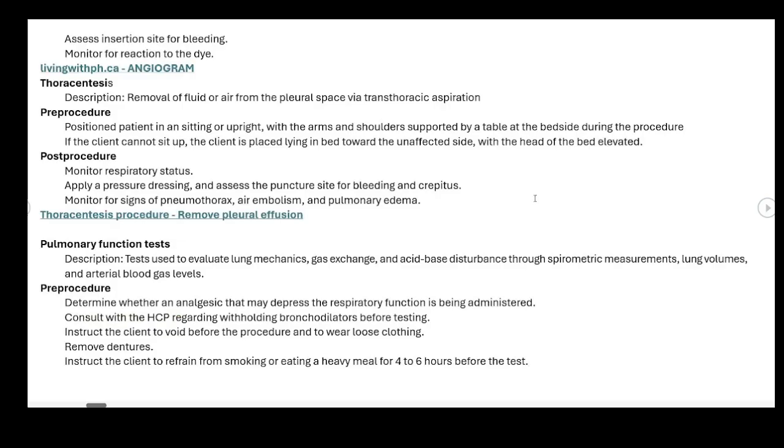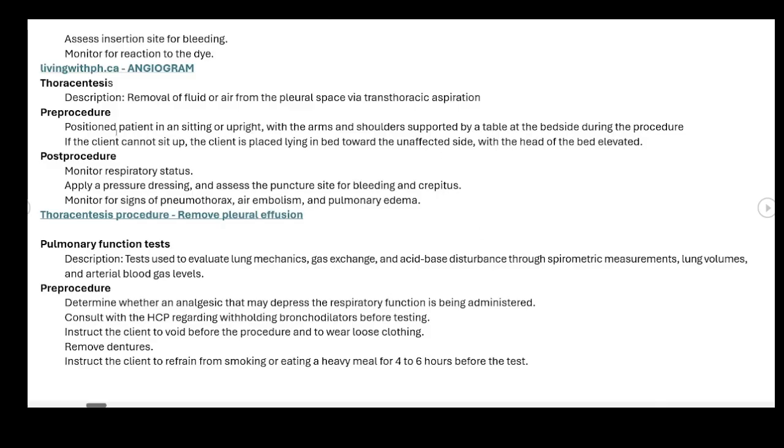You also want to assess the insertion site for bleeding, which is why we did the coagulation studies before, and make sure that you monitor for reaction to the dye. That's the main thing when it comes to the dye procedure.